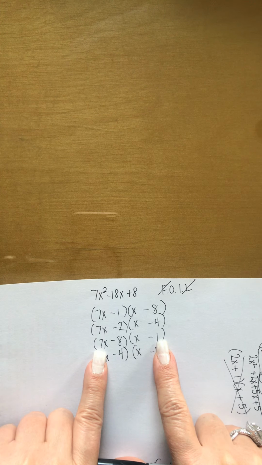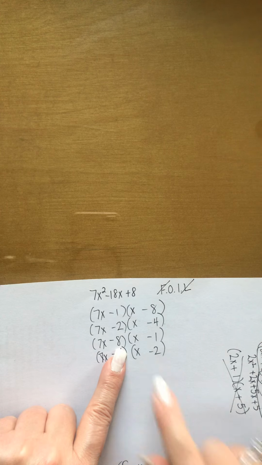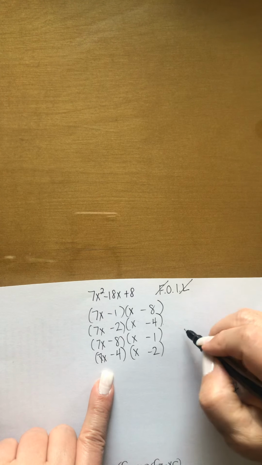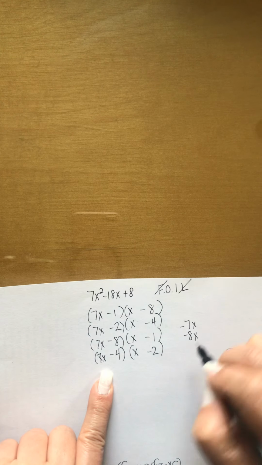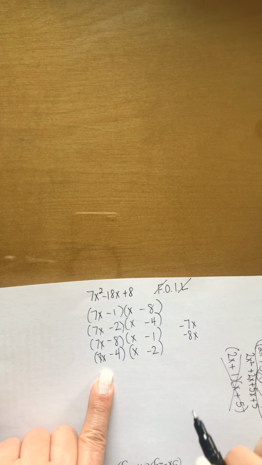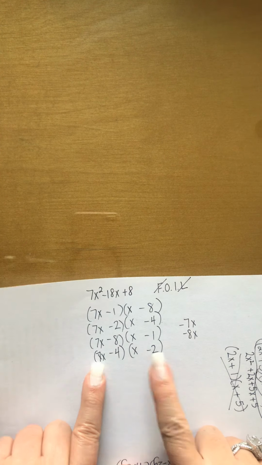This is -7x and -8x. That gives me -15. But it looks like this one's the one because it's -14 minus 4 is that. So this is the correct answer. And that's how you use guess and check, trial and error.